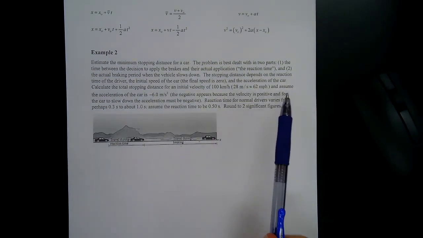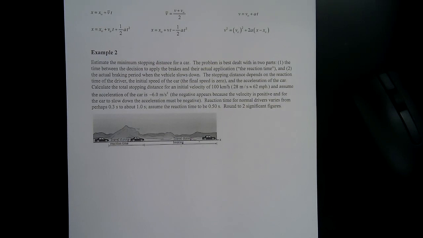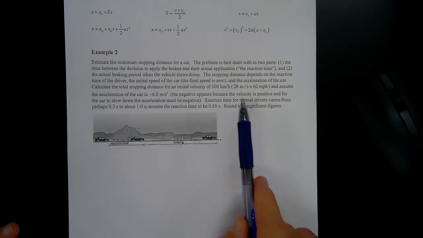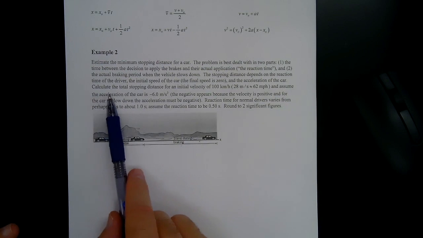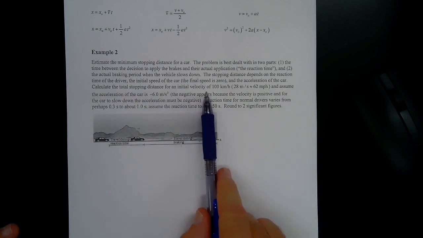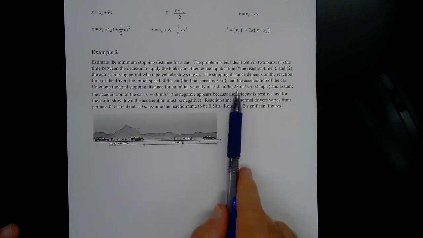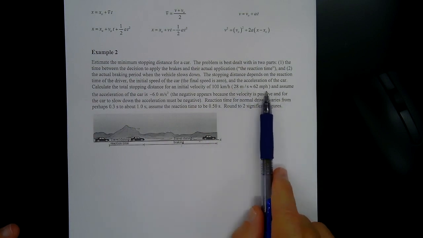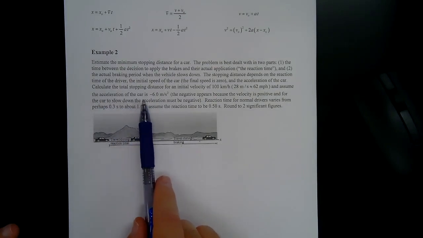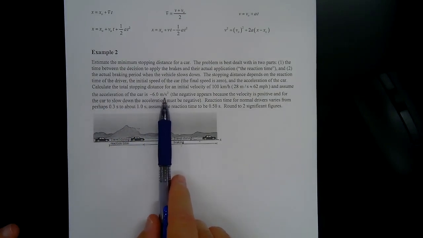The stopping distance depends on the reaction time of the driver, the initial speed of the car, and we should realize that the final speed is zero because it's gonna stop. So final velocity is zero. But that's gonna happen over here when it's zero, not in here. And the acceleration of the car. Calculate the total stopping distance for an initial velocity of 100 kilometers per hour, which is the equivalent of 28 meters per second or 62 miles per hour. And assume the acceleration of the car is negative 6.0 meters per second squared.